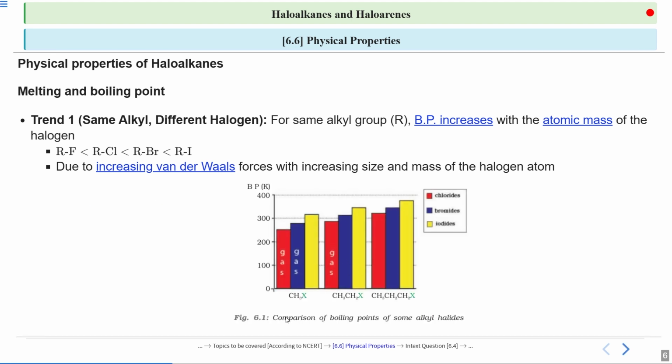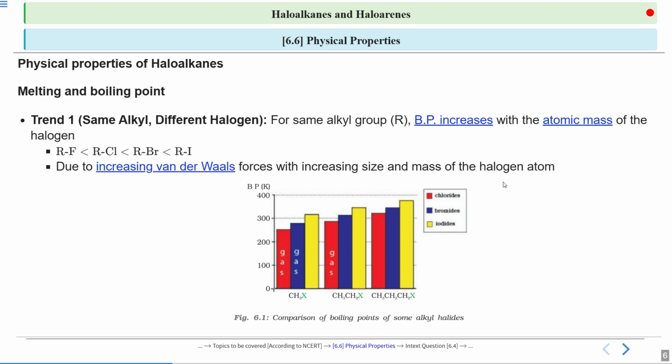This is the graph you can see. This is figure 6.1, a comparison of boiling points of some alkyl halides. We have given three alkyl halides: CH3X, CH3CH2X, and CH3CH2CH2X. That means methyl halide, ethyl halide, and propyl halide. So we are now comparing the boiling points of alkyl halides, where we are changing the alkyl group and also the halide. The red, blue, and yellow correspond to chloride, bromide, and iodide respectively.